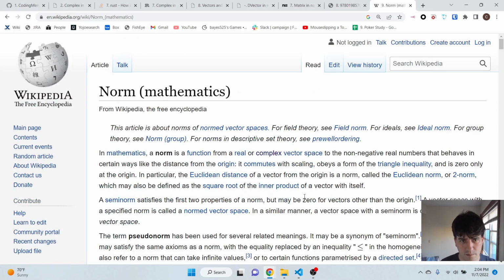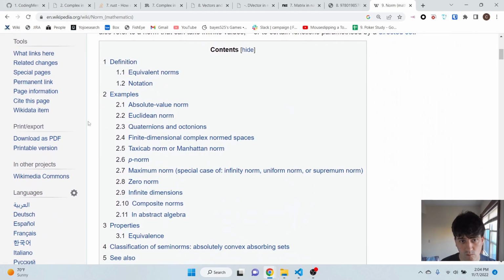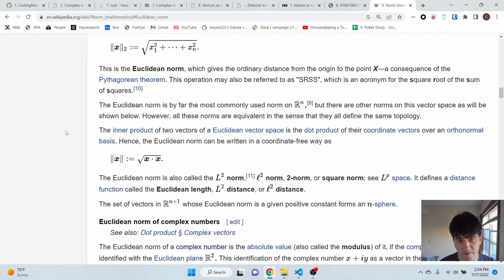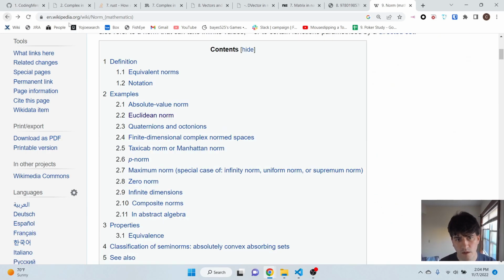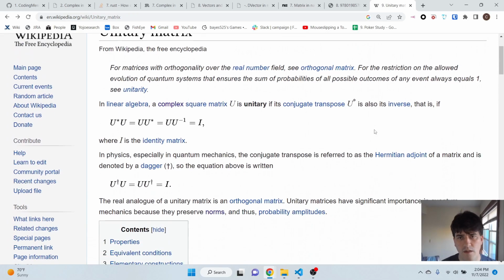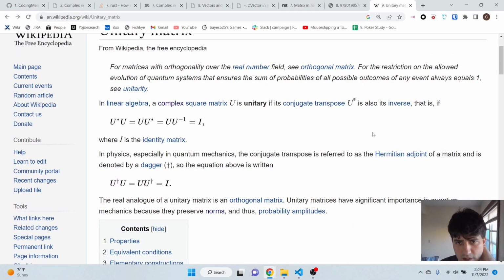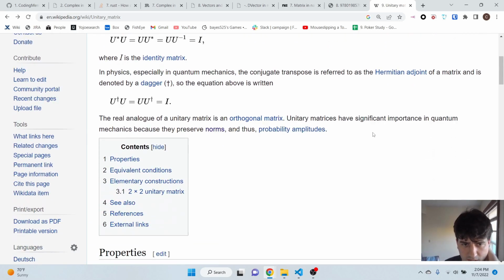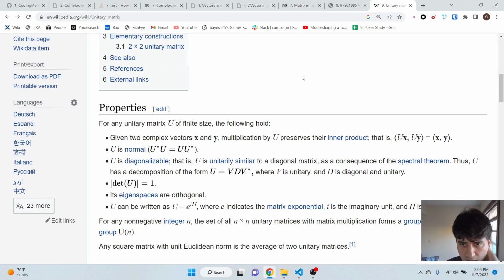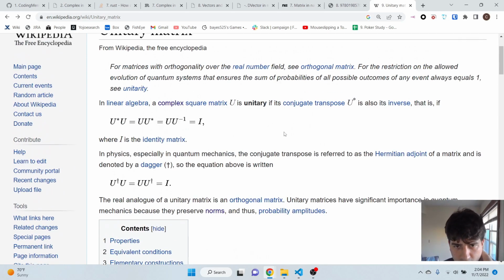they preserve norms. The Euclidean norm of a vector is not the same thing as the... Okay. I think that's my problem. So unitarity, the norm of a matrix, the L2 norm, is not the same thing as it being unitary. The definition of it being unitary is if its conjugate transpose is its inverse.